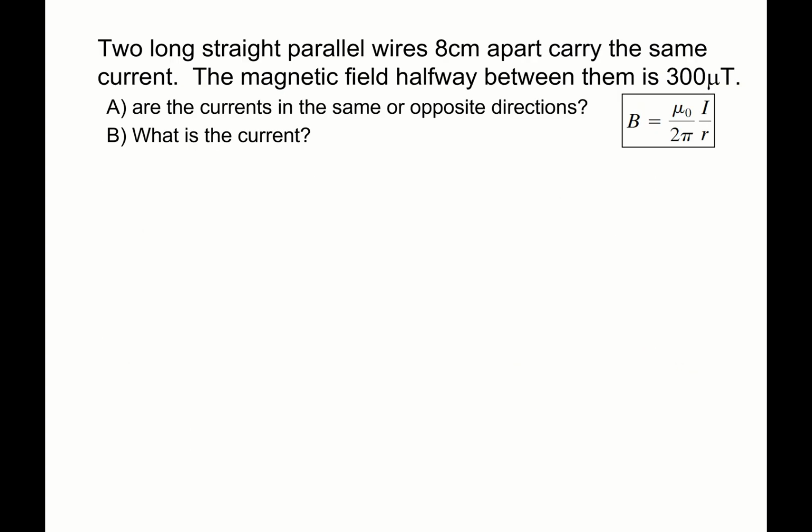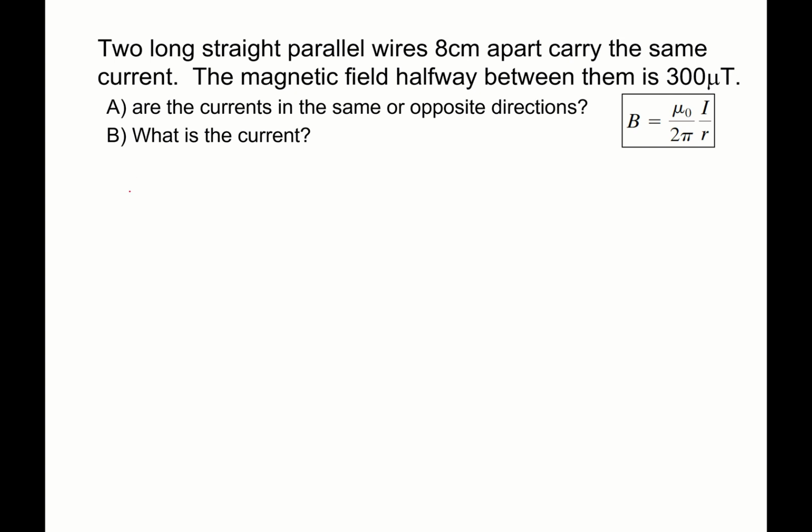All right, so let's do a calculation. I've got 2 long straight parallel wires, 8 centimeters apart, and they have the same current. So I is the same for both of them. We're told the magnetic field halfway between them is 300 microtesla. The first thing it asks is, are the currents in the same direction or in opposite directions? And then, what is the value of the current?